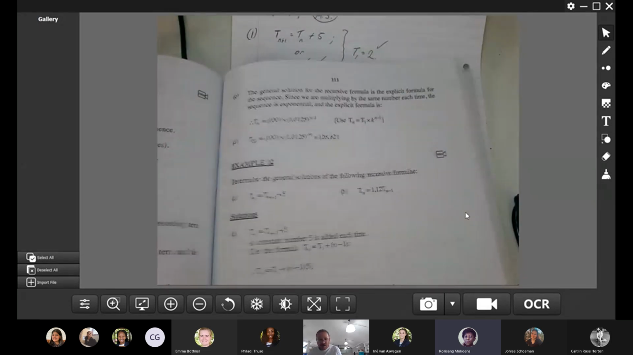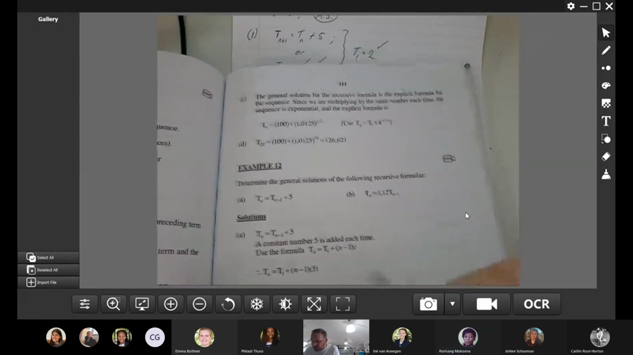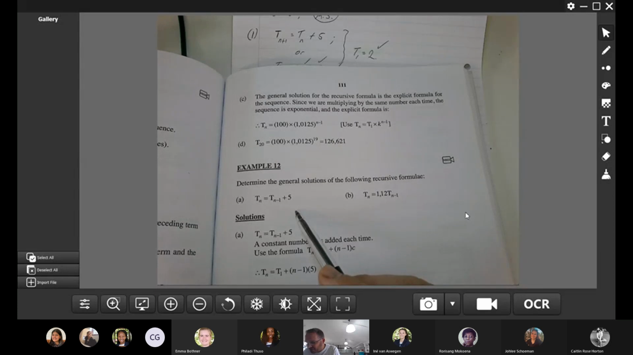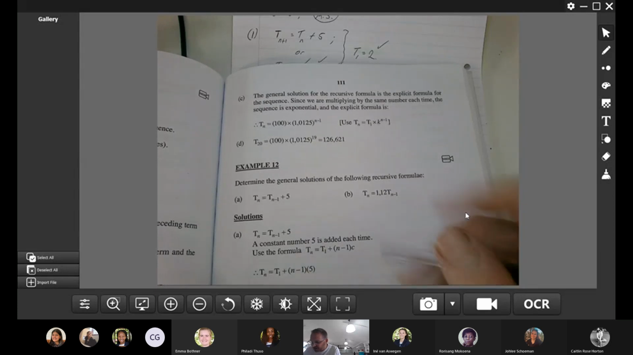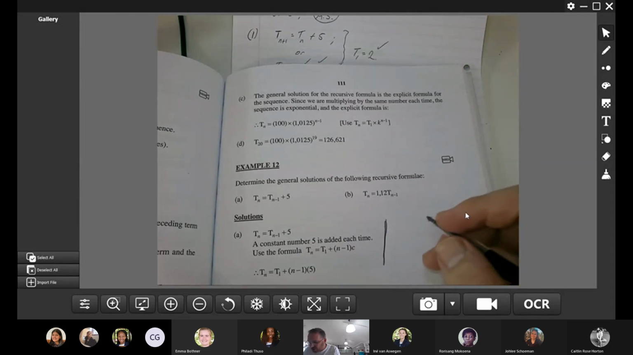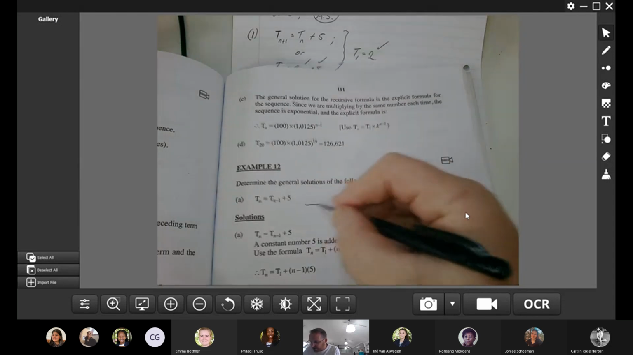So this over here is a bit of a weird way of asking it, because they don't give you the first term of anything, so we can't go into much detail. So what do they say? They want the general solution. So you're adding 5, right? So I'm going to write it like this rather.